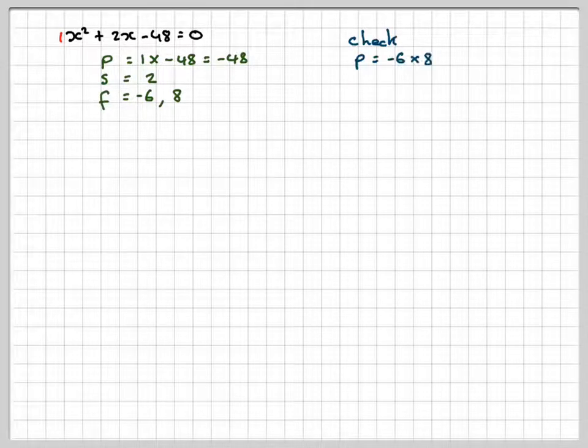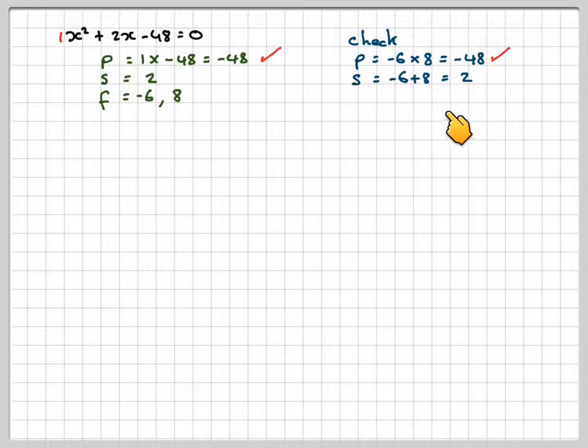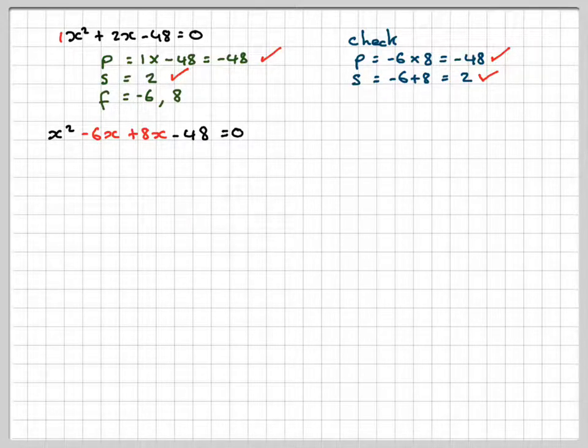You can check that. The product, minus 6 times 8, is minus 48. That agrees. And the sum, minus 6 plus 8, makes 2. That agrees as well. So these must agree to both parts of the statement. Then we write down the quadratic. We split the middle term out into minus 6X plus 8X minus 48 is equal to 0.